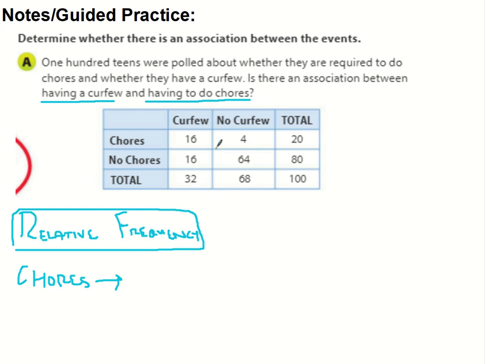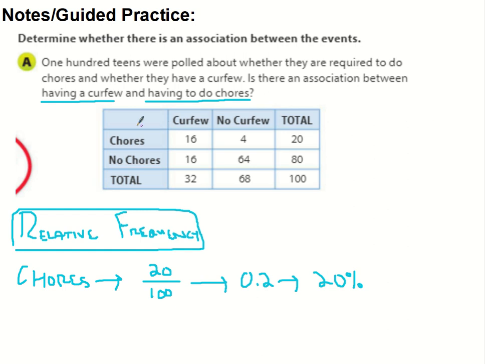Well, the total amount of students that have to do chores is 20. So if I'm looking at just doing chores, the relative frequency is the frequency of amount of people that are doing chores is 20 people do chores out of a total of 100 people being polled. So that's 20 out of 100 students have to do chores. So the relative frequency, we're going to convert that to a percentage. So to convert it to a percentage, I divide 20 divided by 100, which is 0.2. And then I move my decimal over twice, and that makes it 20%. So the relative frequency for a teen to have to do chores is 20%.